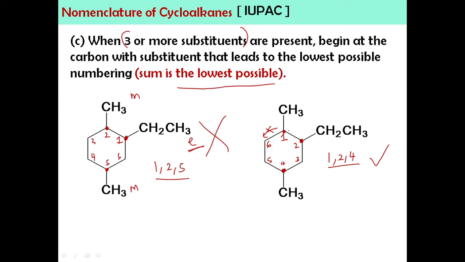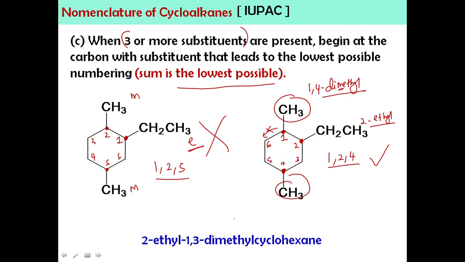Okay, so your substituent is at carbon number 1, carbon number 2 and carbon number 4. Methyl and methyl is the same, identical substituent. So 1,4-dimethyl. Okay, and this one is at carbon number 2, ethyl. Okay, to write the full name for this compound, we follow alphabet order. So we write ethyl first, then dimethyl, because this is M, this is E. Okay, so the full name would be 2-ethyl 1,3... 1,3 is wrong, sorry. 1,4-dimethyl cyclohexane because this parent is 6 carbon.